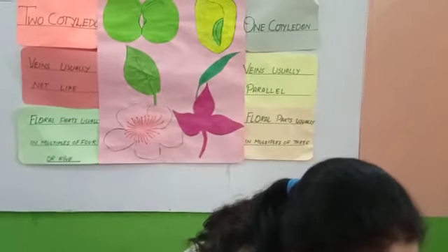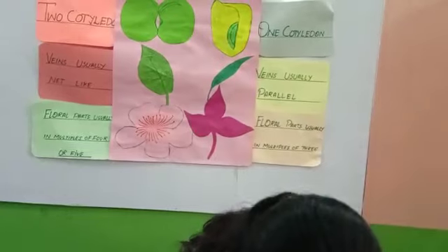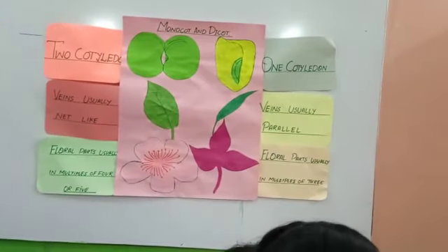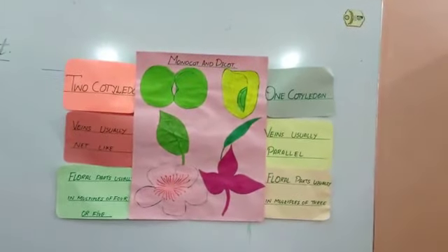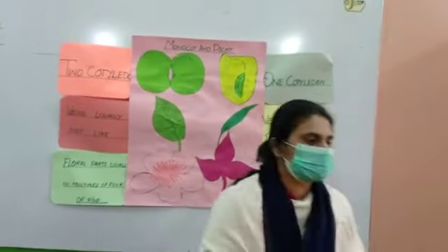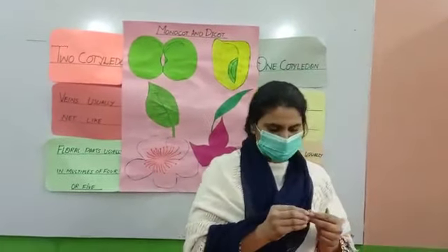Di means two, mono means one. If a plant has one cotyledon, it is monocot. If a plant has two cotyledons, it is dicot.